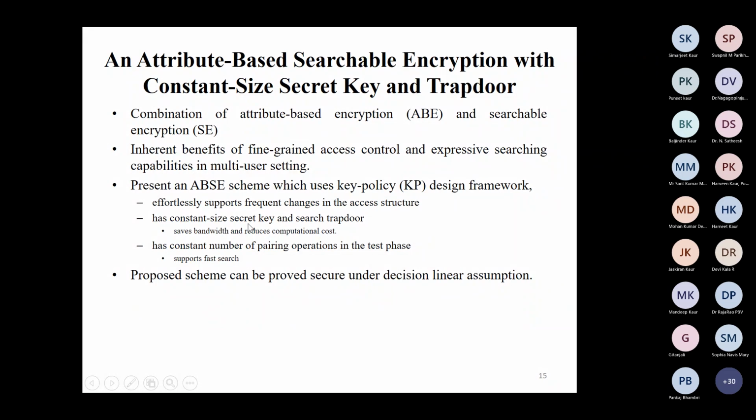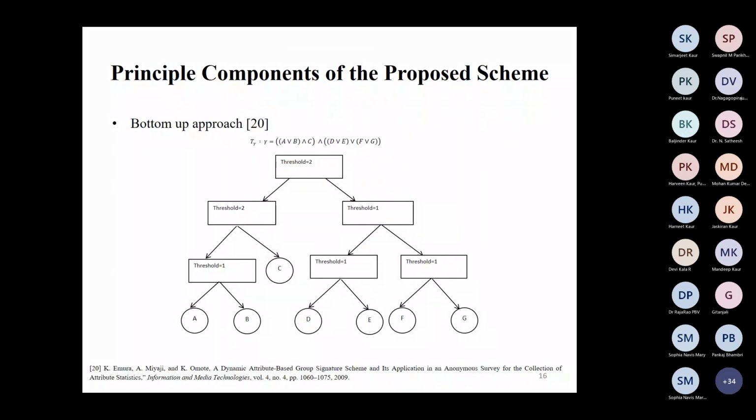Further, it has a constant number of pairing operations in the search algorithm. So in the test phase, we have a constant number of pairing operations, also independent of the number of attributes. Since pairing is a very costly operation, we can say our scheme supports fast search. To construct the scheme, we have to use some security assumption, and weaker or standard assumptions are generally better. So we have used the linear assumption for the construction.